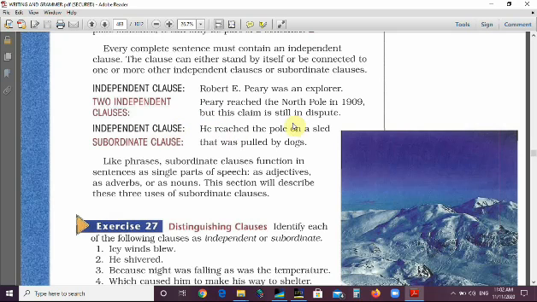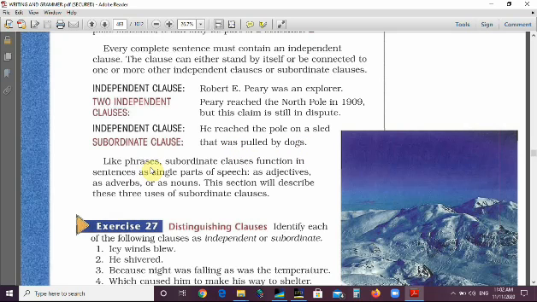Independent clause: he reached the pole on a sled. We need a full stop here. Subordinate clause: that was pulled by dogs. They are one sentence. He reached the pole on a sled. This is an independent clause. That was pulled by dogs. This is a subordinate clause.